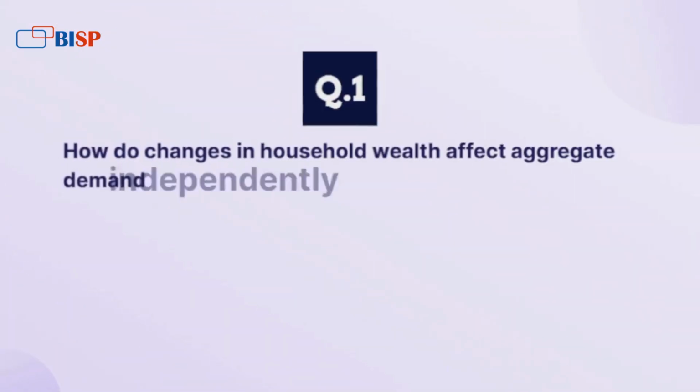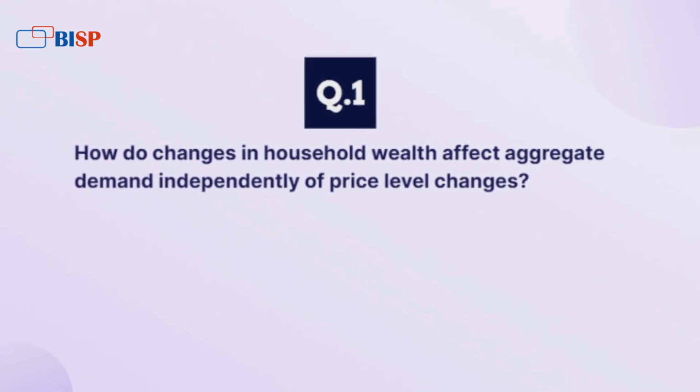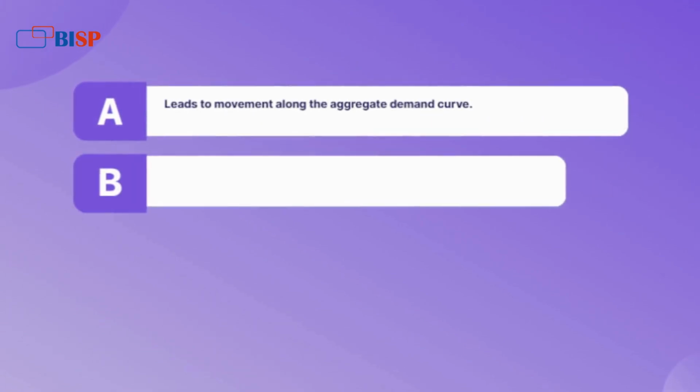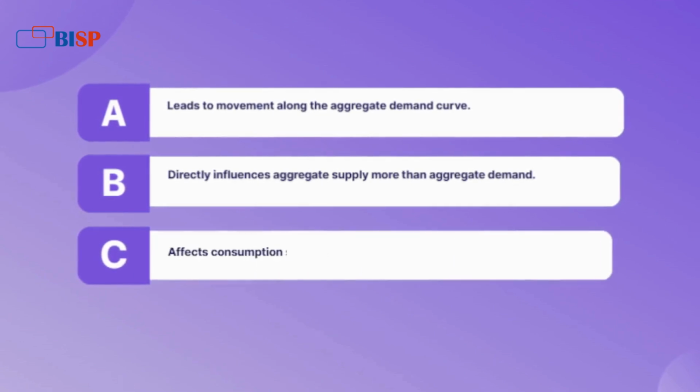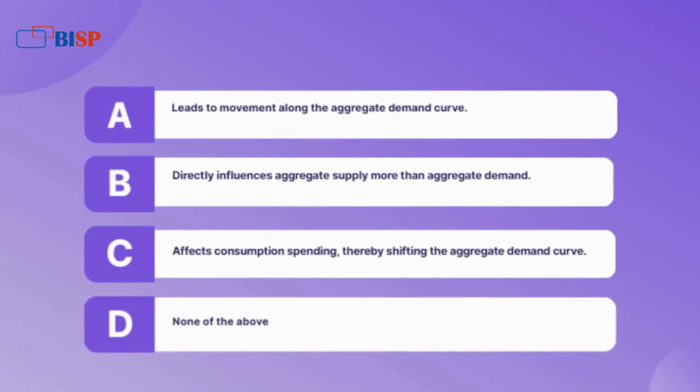How do changes in household wealth affect aggregate demand independently of price level changes? A. Leads to movement along the aggregate demand curve. B. Directly influences aggregate supply more than aggregate demand. C. Affects consumption spending, thereby shifting the aggregate demand curve. D. None of the above.